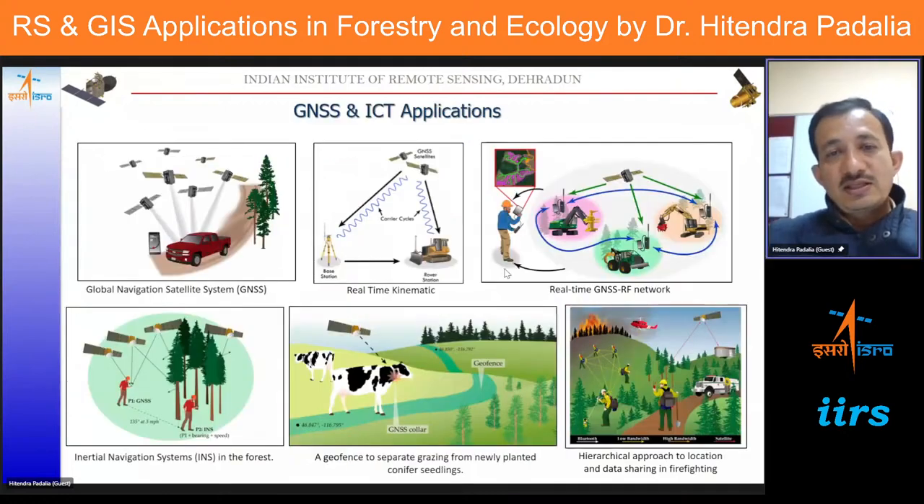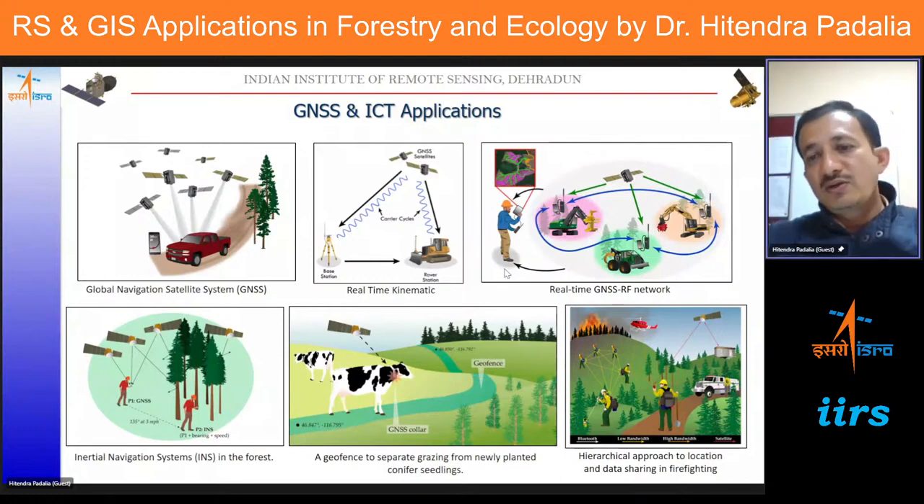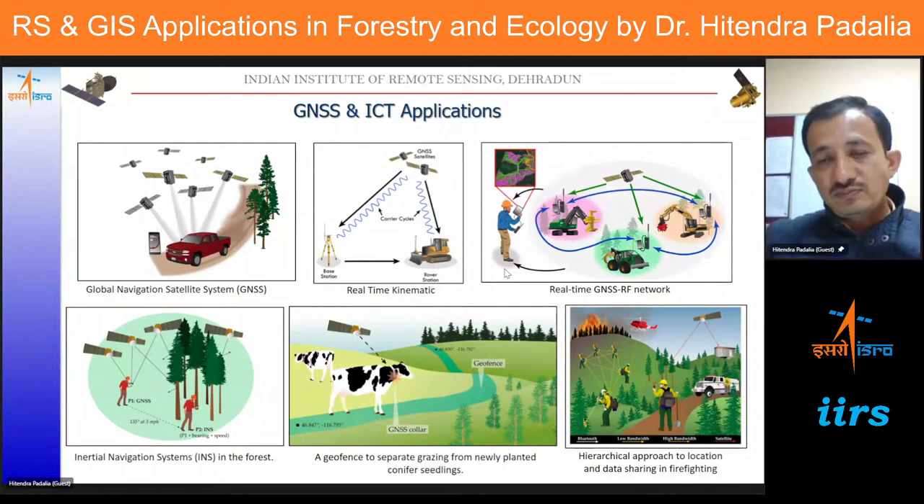Then GNSS and ICT applications, particularly the global positioning system, you are already using on your mobile. You are accessing satellites from different constellations, GPS constellations, and then you have DGPS also. You are using the differential positioning system for precise measurements up to the millimeter level. And nowadays, in different forest logging operations, they are using GNSS with RF technology, and they are able to guide different machines and tools for forestry operations.